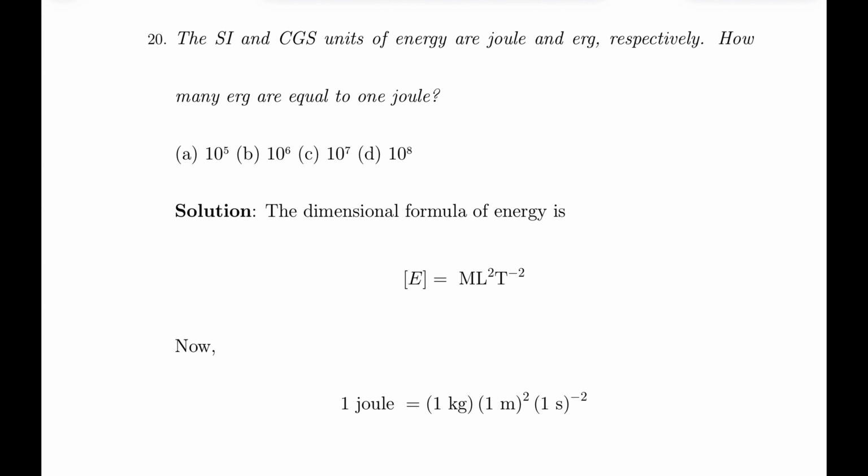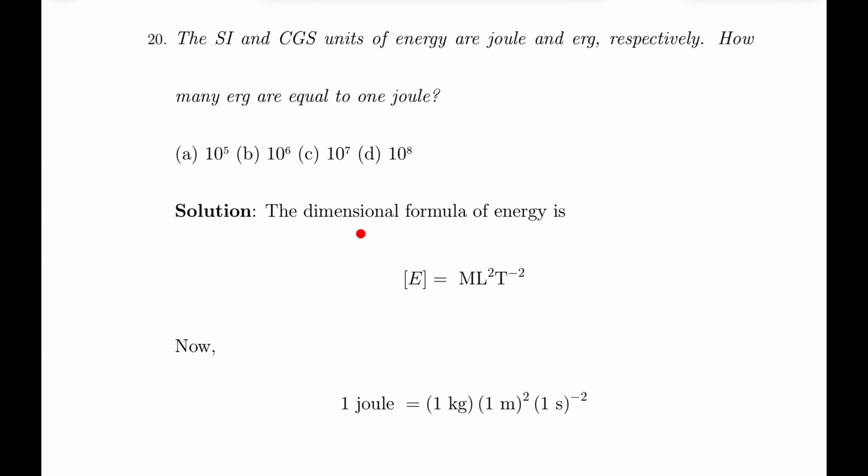The next question we have: the SI and CGS units of energy are joule and erg respectively. We are required to find out how many ergs are equal to 1 joule. Answers are A, B, C, and D. These are the possible answers, and you have to find the correct one.